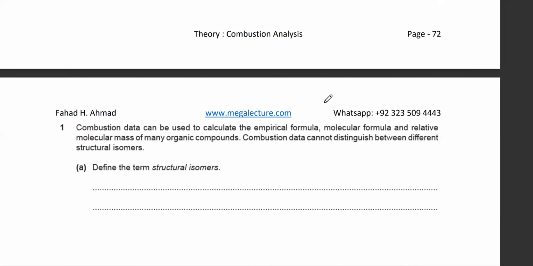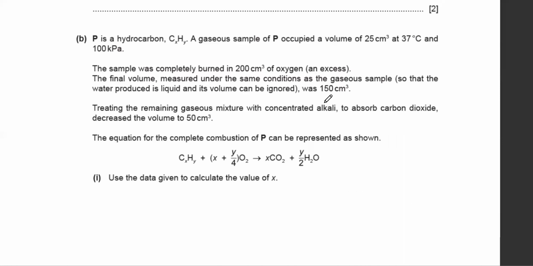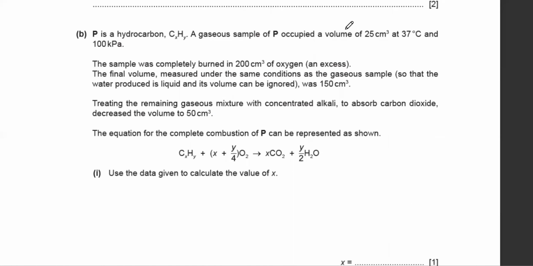Now, the next one is kind of similar. Again, in this case, there is 25 cm³ of a gaseous sample P, which is a hydrocarbon CxHy. So the volume is 20 cm³. And it reacts with 200 cm³ of excess oxygen. The final volume that's produced under the same conditions as the gaseous sample, they've told us, is 150.